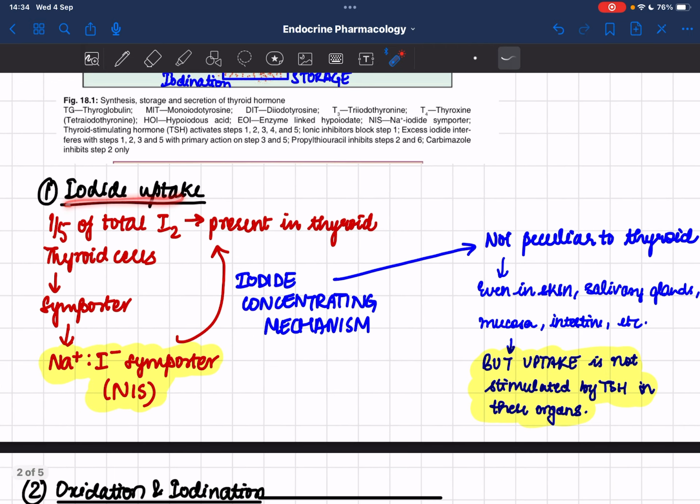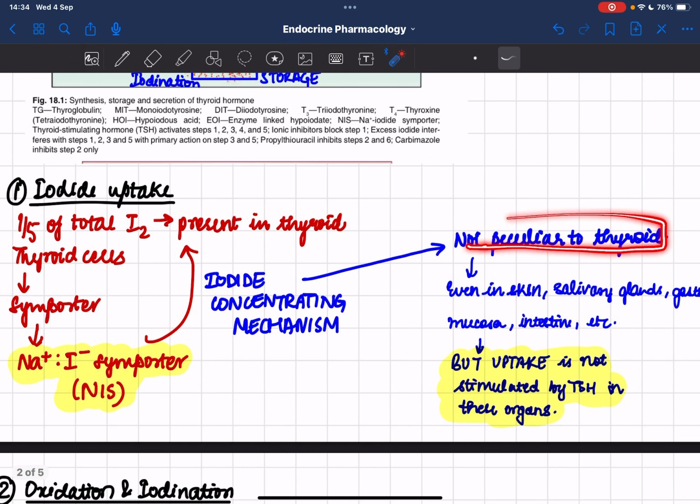So iodide uptake, as I've told, is about 1/5 or 20% of total iodine present in thyroid cells. Why? Because of the symporter, the sodium iodide symporter or NIS. Because of this NIS, more and more iodine is taken up by the thyroid. So that is the iodide concentrating mechanism, but it is not just peculiar to thyroid. It is also there in skin, salivary glands, gastric mucosa and intestine. But the uptake is not stimulated by TSH in these organs. It is only stimulated by TSH in thyroid.